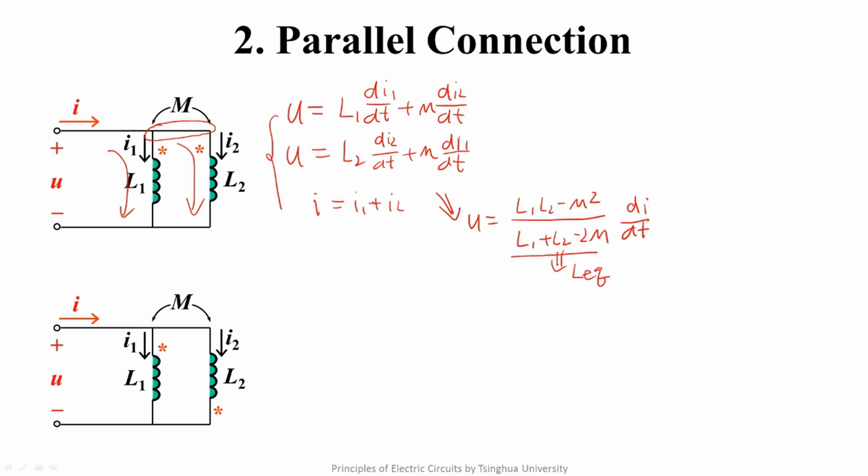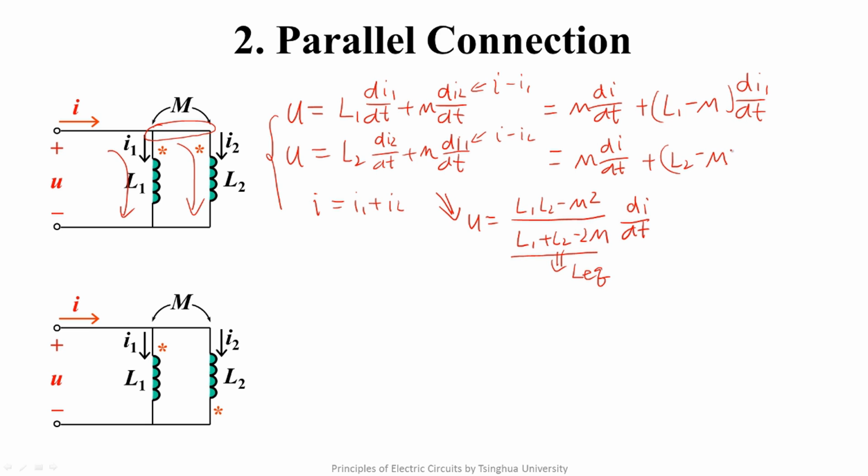We might as well substitute the KCL equation into the two KVL equations. That is to say, substitute I2 equals I minus I1 and I1 equals I minus I2 into the terms and simplify them. We can get what's the benefit? We might as well have a look.